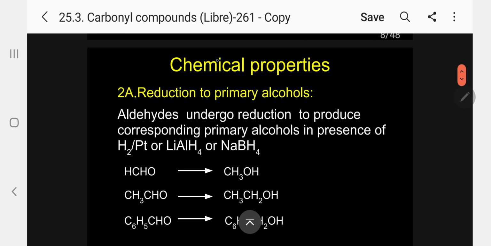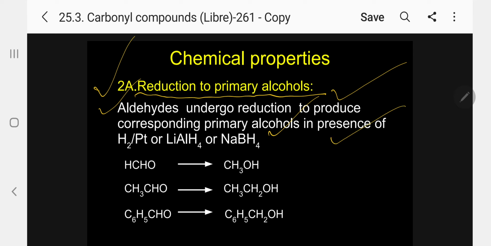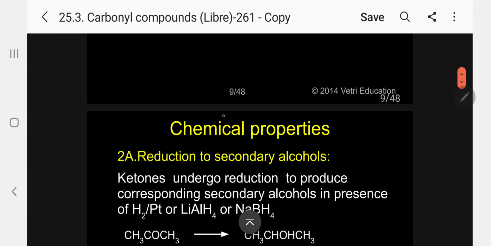Kindly follow. Now first let me take A, reduction to primary alcohol. That means aldehydes. Aldehydes undergo reduction to produce the corresponding primary alcohol in presence of hydrogen platinum or lithium aluminum hydride or sodium borohydride. So formaldehyde gives the corresponding methanol. Acetaldehyde on reduction gives ethanol. Benzaldehyde on reduction gives benzyl alcohol. Please follow, so the corresponding primary alcohol.